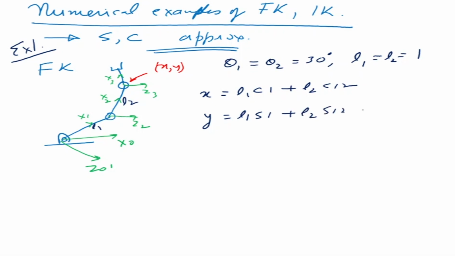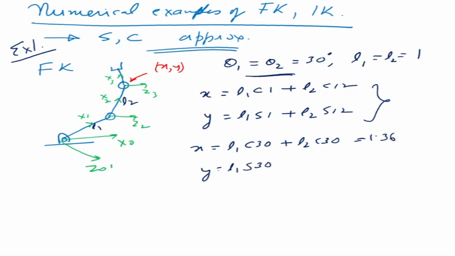Y equal to L1 sin theta 1 plus L2 sin theta 1 2. So as theta 1 is equal to theta 2 is equal to 30 degrees, I can simply put the values: X is equal to L1 cos 30 plus L2 cos 30. Okay. And L1, L2 is equal to 1. So I'll get 1.36. Okay. Y is equal to L1 sin 30 plus L2 sin 30. I'll get again 1.36. Okay. So this is my forward kinematics.